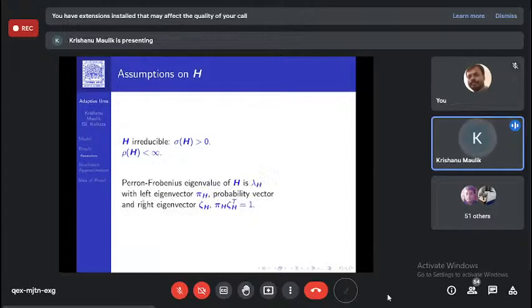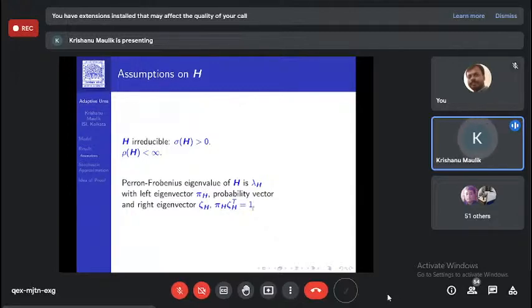And here comes the Perron-Frobenius theory. Since H has all entries non-negative, it has a Perron-Frobenius eigenvalue, that is, the eigenvalue with the largest real part. That will be a simple eigenvalue. The corresponding left eigenvector will be pi h, and we can choose it to be a probability vector with all entries strictly positive, appropriately normalized. And the corresponding right eigenvector will be zeta h, which will also have all entries strictly positive. These are all based on Perron-Frobenius theory. And I can normalize zeta h so that pi h dot zeta h is 1.